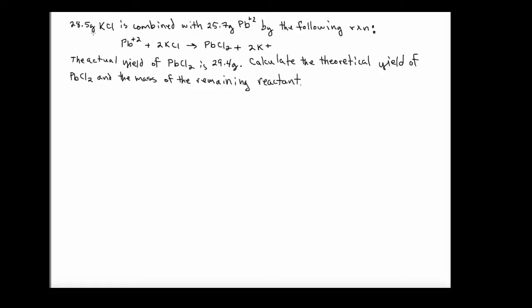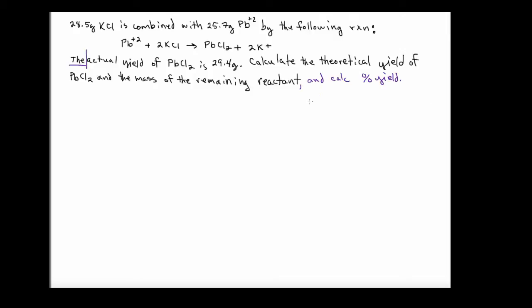We've got 28.5 grams of KCl that's been combined with 25.7 grams of lead 2 ion, and they give us the actual yield. I see that I didn't write this the best, so this is the actual yield of lead 2 chloride: 29.4 grams. So they've given us an actual. We're going to calculate the theoretical yield of the lead chloride and the mass of the remaining reactant, and we're going to calculate the percent yield for the reaction. All right, so we have a lot of work to do.